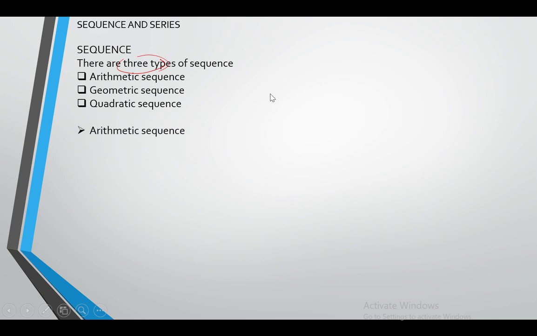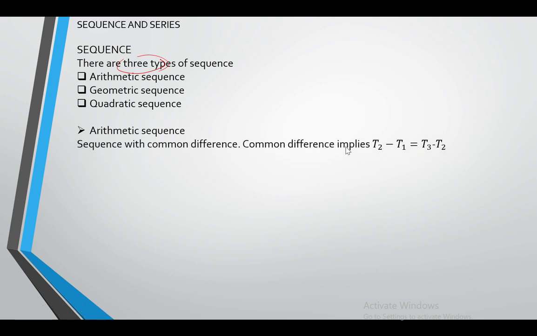Let's start with arithmetic sequence. What is actually an arithmetic sequence? An arithmetic sequence is a sequence with a common difference. This is a key word. When we talk about arithmetic sequence, we talk about a sequence with a common difference. So it's important to understand what a common difference is.